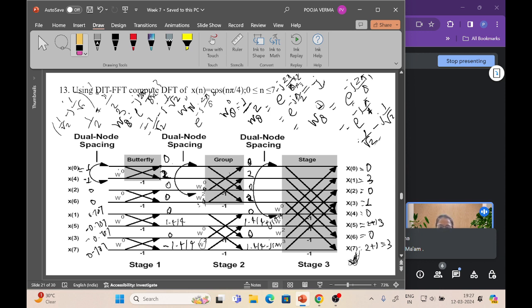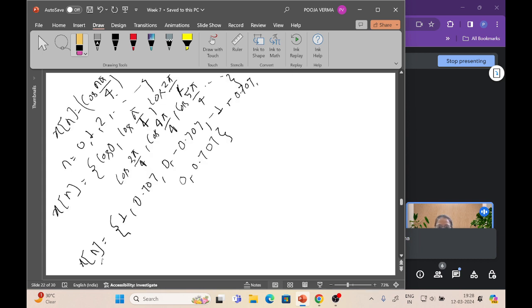Okay. So can we move to the next question? Have you understood this question, how to solve this butterfly diagram? I hope all of you have understood. Okay. Moving to the next question.